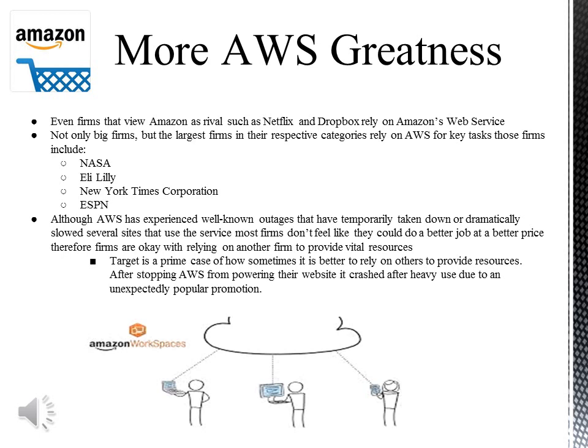Not only big firms rely on Amazon's web service, but the largest firms in their respective categories rely on Amazon's web service for key tasks, which include NASA, Eli Lilly, New York Times Corporation, and ESPN. Although Amazon Web Service has experienced well-known outages that have temporarily taken down or dramatically slowed several sites that use the service, most firms don't feel like they could do a better job at a better price. Therefore, firms are okay with relying on another firm to provide vital resources. Target is a prime case of how sometimes it is better to rely on others to provide resources. After stopping Amazon Web Service from powering their website, it crashed after heavy use due to an unexpectedly popular promotion.